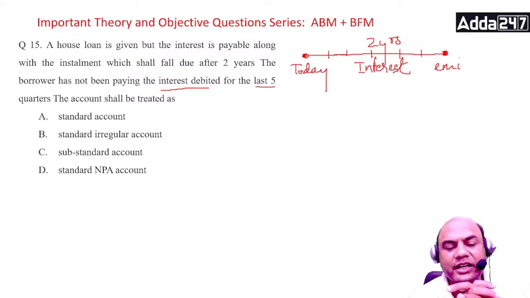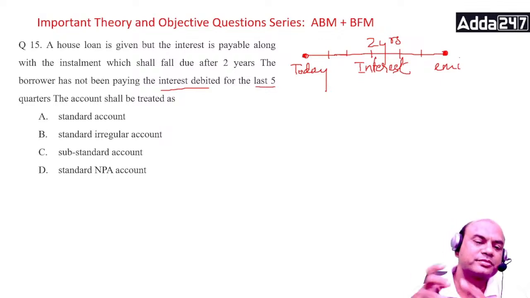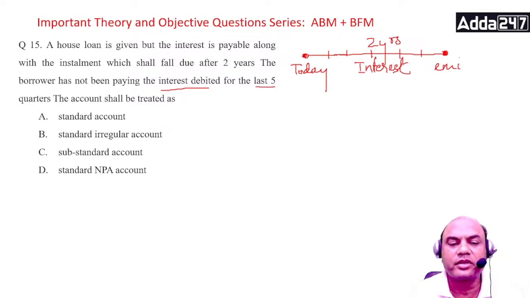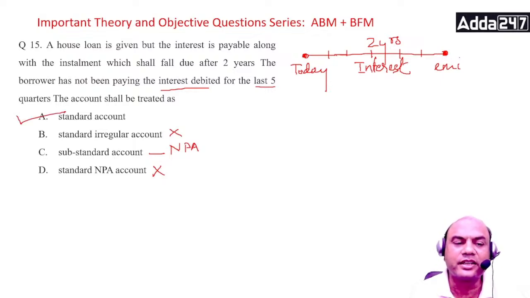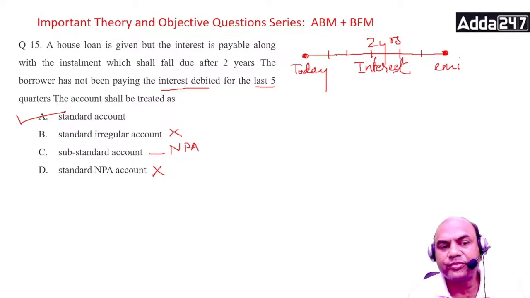What is this standard NPA? There is nothing called a standard NPA account. Substandard account is basically NPA; NPA starts with substandard, isn't it? Standard irregular account is also nothing like this. So the answer is A, standard account. So if a housing loan is given, but the interest is payable along with the installment, it remains a standard account.